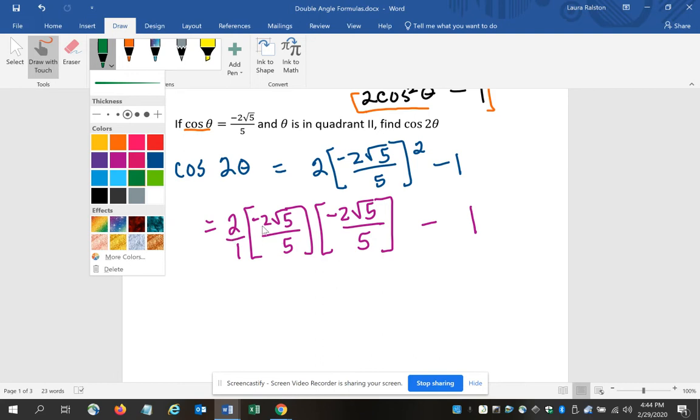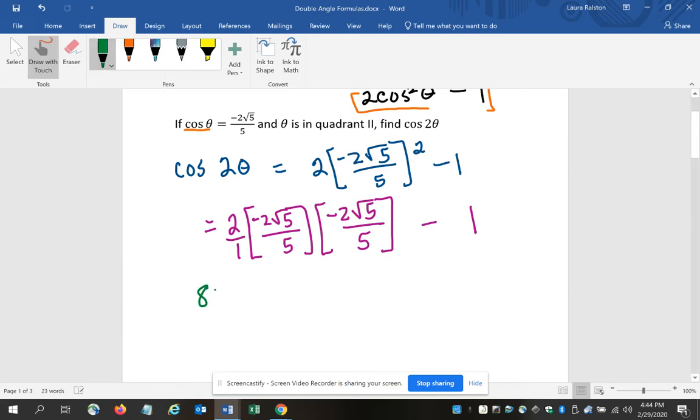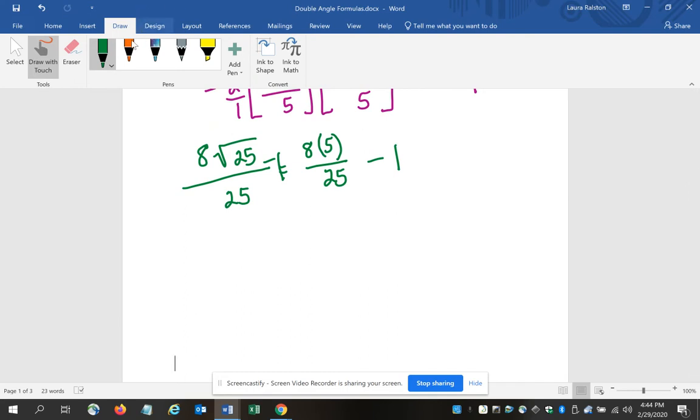So I have 2 times -2, which would be -4, times -2 is going to give me +8. Square root 5 times square root 5 is the square root of 25 over 1 times 5 is 5 times 5 is 25. If I simplify that, I have 8 times the square root of 25 is 5 all over 25. Oops, I'm sorry, I forgot the minus 1 there, didn't I? Minus 1. Don't lose that piece like I did, because otherwise you'll get the wrong answer.